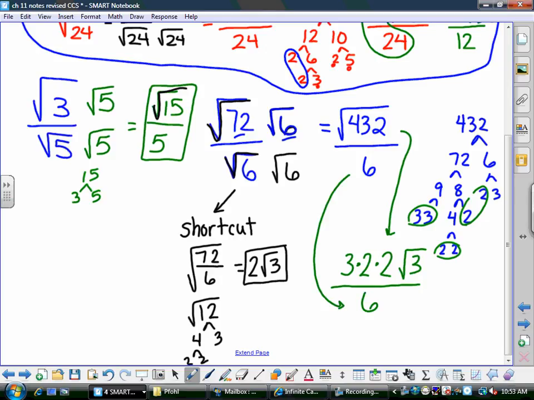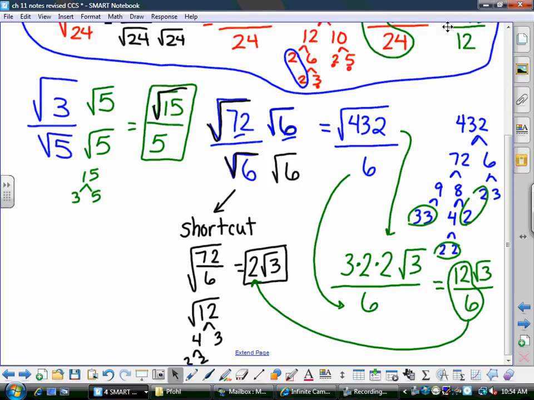3 times 2 times 2 is 12, square root 3 over 6. And the 12 divided by 6, since they're both outside numbers, I can divide them, equals 2 square root 3, the same thing that we got when we did it the shorter way. So if you recognize from the beginning that you can reduce the fraction and actually divide, like 72 divided by 6, it makes it a lot easier to simplify.